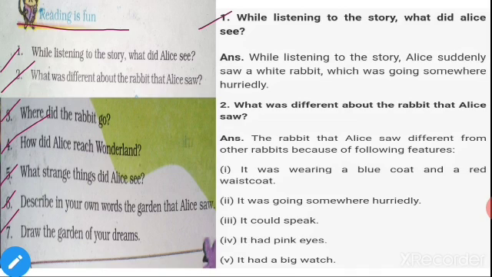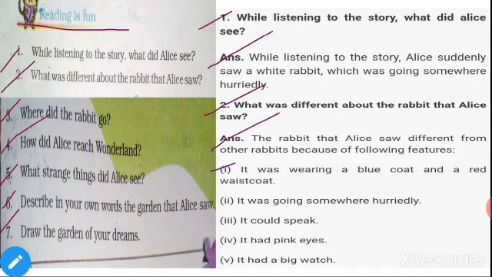Okay, here first one. While listening to the story, what did Alice see? Here answer for you. While listening to the story, Alice suddenly saw a white rabbit which was going somewhere hurriedly. Second one. What was different about the rabbit that Alice saw? Here answer for you. The rabbit that Alice saw was different from other rabbits because of the following features.